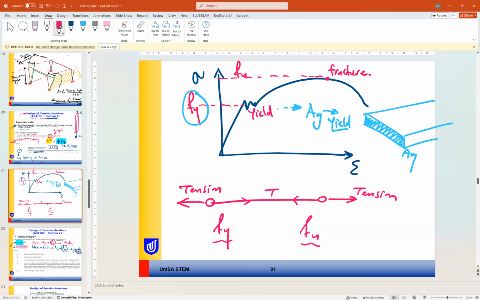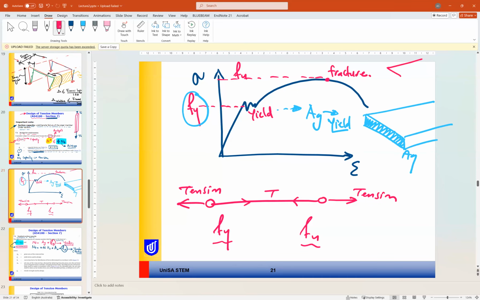The other criteria, fracture, means, for example, in steel members, we have holes for bolts and so on. So the problem is, this is the weak point. At the weak point here, the area is not the whole area, not area gross. The area is area net. So here area gross, here area net.